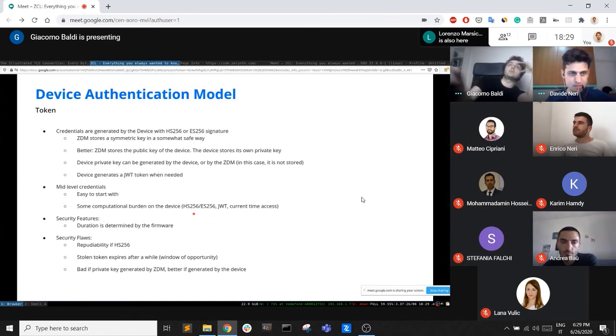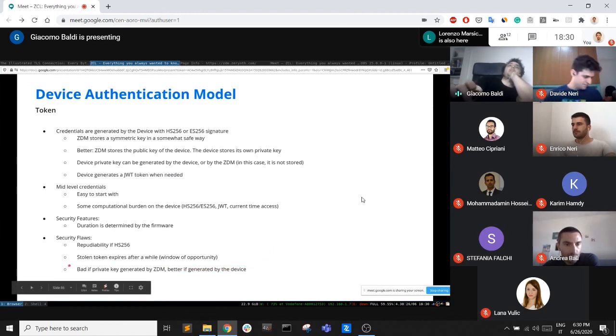Okay, so with respect to the fixed token, you have a device that must be capable of doing more things. The duration of the credentials of the JWT and the authenticity of that JWT are determined by the firmware, not by the ZDM. So I, as a firmware programmer, can decide to create a JWT that lasts for 1 minute, and then when I have to reconnect, I create another one. What are the security flaws of this approach?